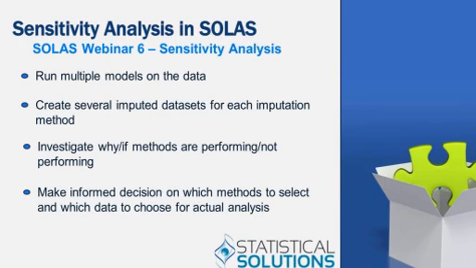We can create several imputed data sets for each method. Then we can investigate why or if methods are performing or not performing compared to other methods. And then we can make an informed decision on which methods to select and which data to choose to move forward with the actual analysis, and then base our inferences on. So eventually we need to select a group of data sets that we're going to perform our analysis on.